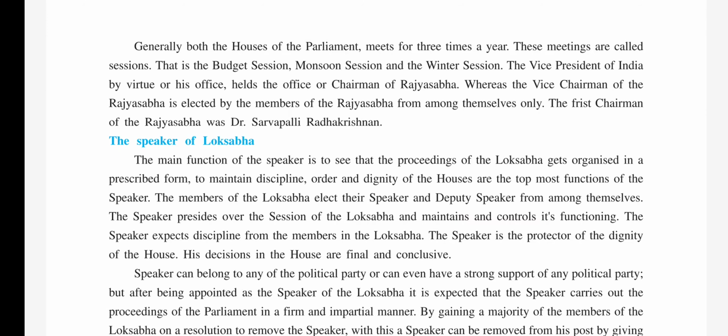The Vice President of India, by virtue of his office, holds the office of chairman of Rajya Sabha. Means the Vice President of India is the chairman, or we can say President or Speaker, of the Rajya Sabha. Whereas the Vice Chairman of the Rajya Sabha is elected by the members of the Rajya Sabha from among themselves only. The first chairman of the Rajya Sabha was Dr. Sarvapalli Radhakrishnan.